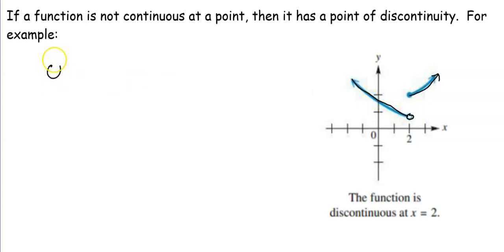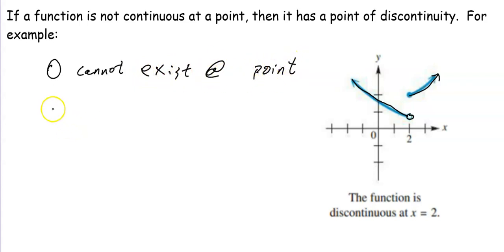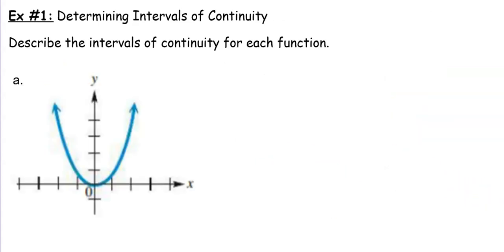If you have an open circle, you cannot exist at that point. If you have closed circles or lines, that means we exist at that point. The graph cannot exist if it has an open circle, and it does exist if it has a closed circle or a line. So let's look at this one.